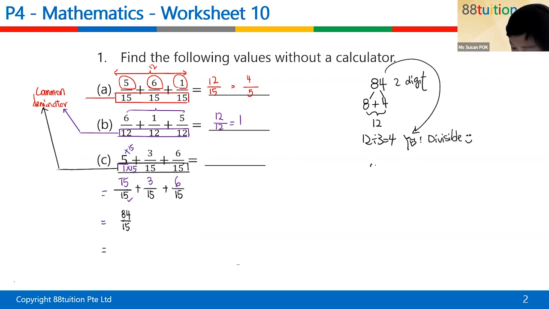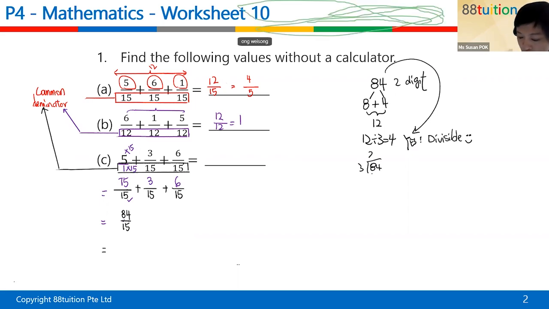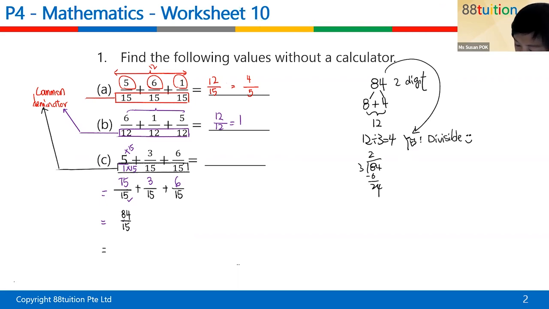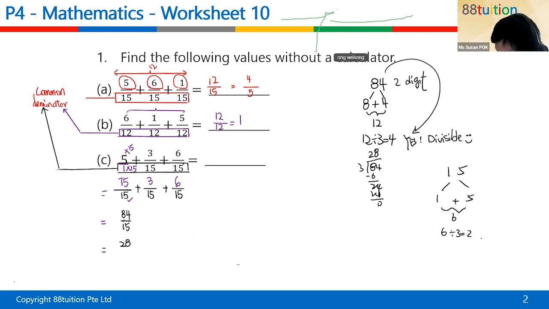When you're happy, you quickly divide 84 by 3. 3 times 2 is 6, 24. So 84 divided by 3 is 28. Can 15 divide by 3 or not? You see, 15 is 1 and 5, and what do you get? 6. Is 6 divisible by 3? Yes, divisible. So once it is divisible, that means the number can be divided. So what is 15 divided by 3? This is just a check only, but that is not the answer.